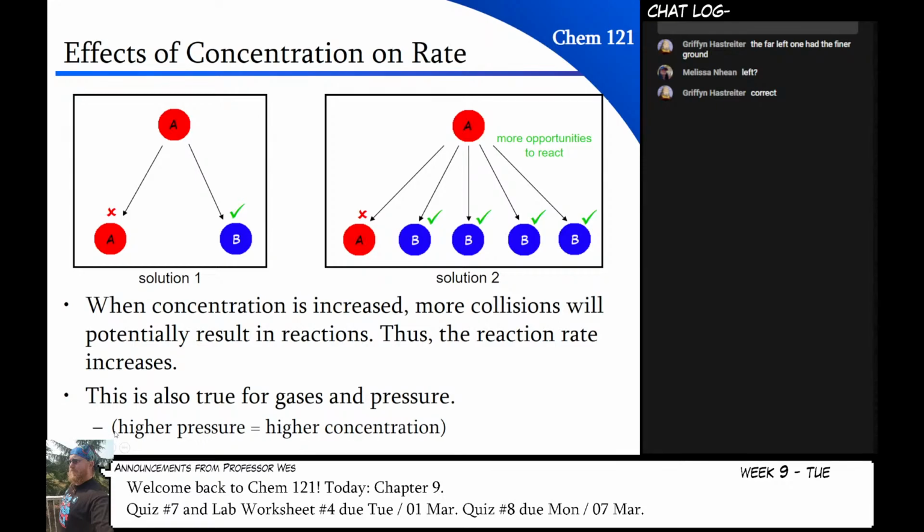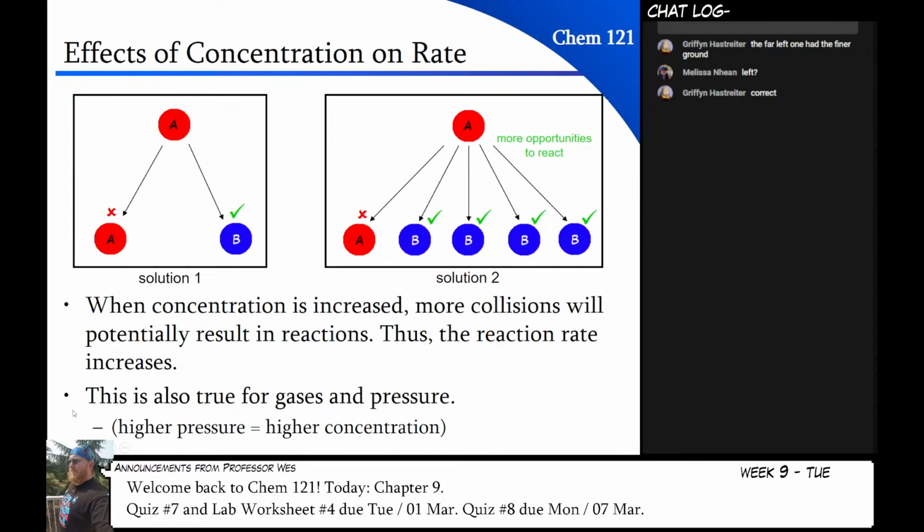All right. Now, gases operate by the same rationale. Higher pressure is the same thing as higher concentration. There are more molecules per unit volume at a higher pressure. And so if you increase gas pressure, you can increase the rate of a reaction in the gaseous phase.